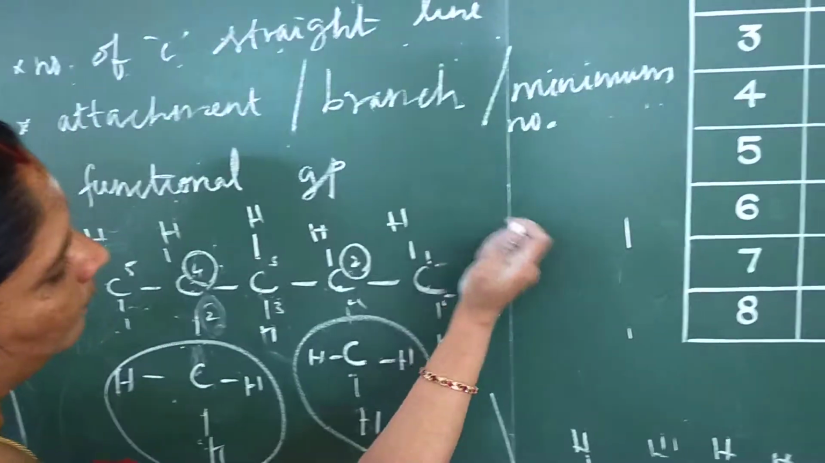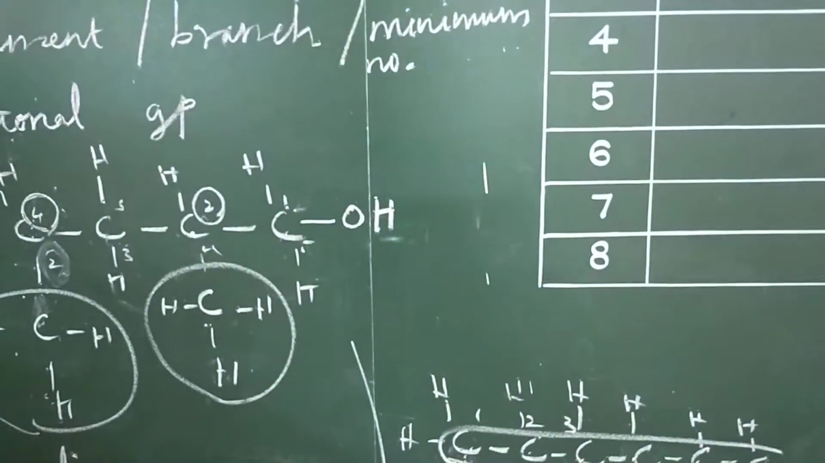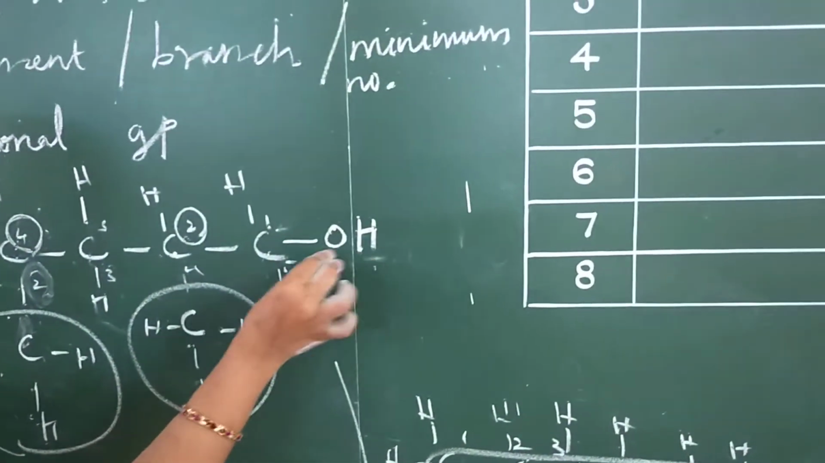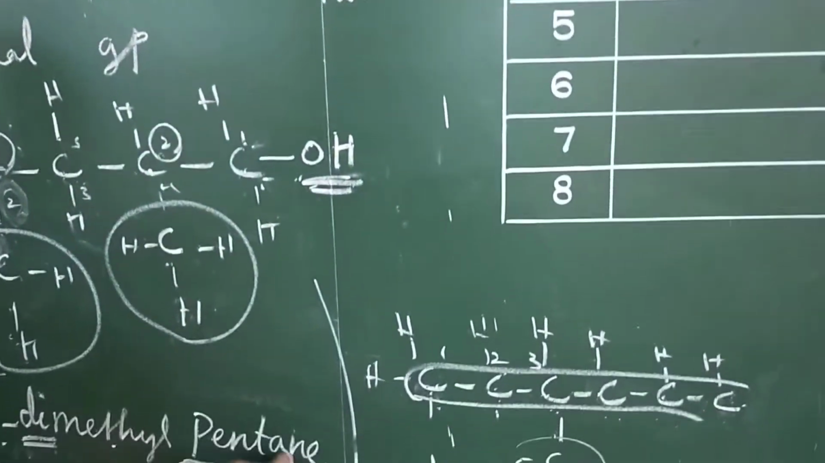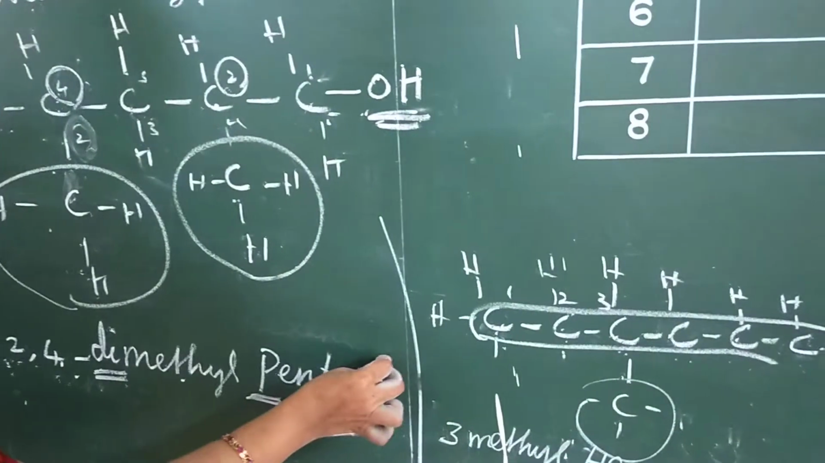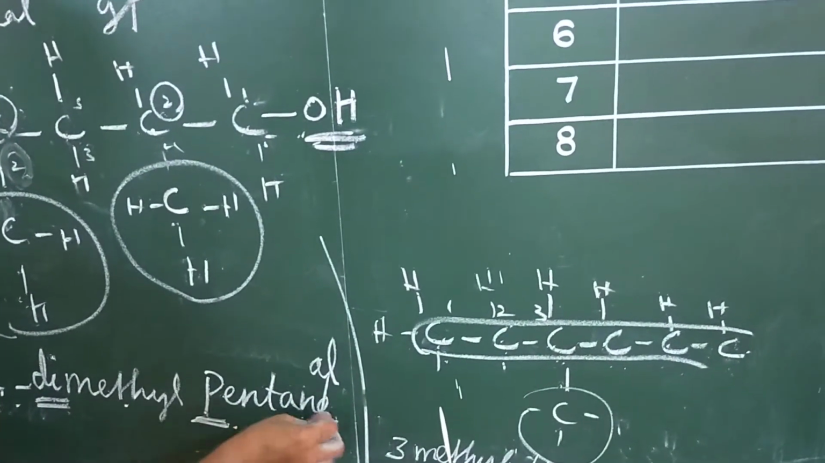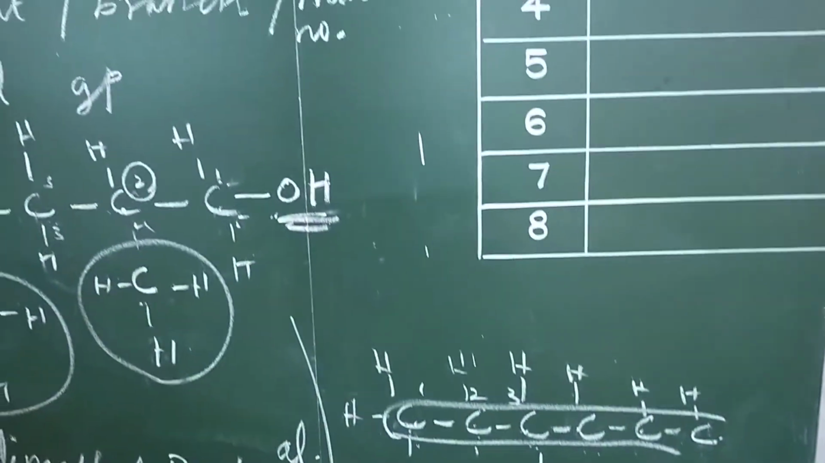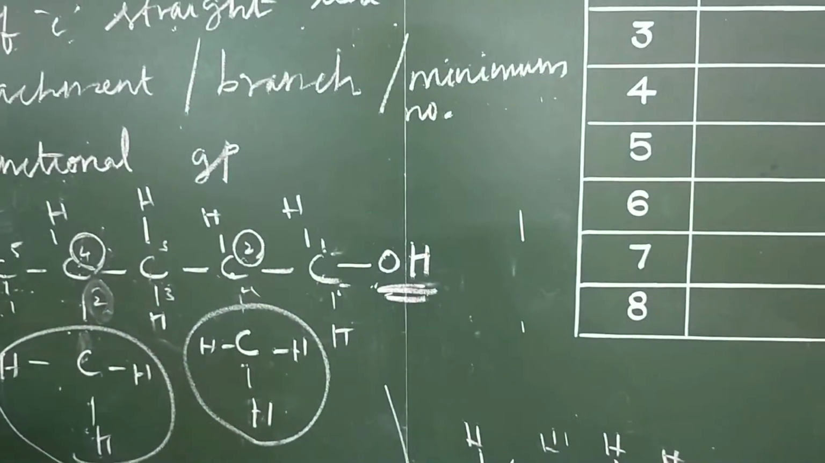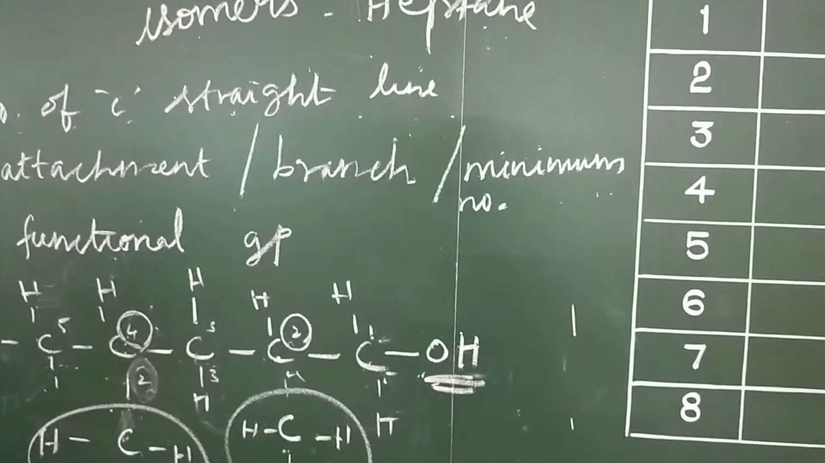For example, instead of hydrogen, if OH is attached. OH means what is this? Alcohol. So if pentane is there, what will we write? Instead of E, we will write Al. So pentanal, 2,4-dimethyl pentanal. The name goes in such a way. Okay, so this is the way you have to write the structure for any compound with a formula.